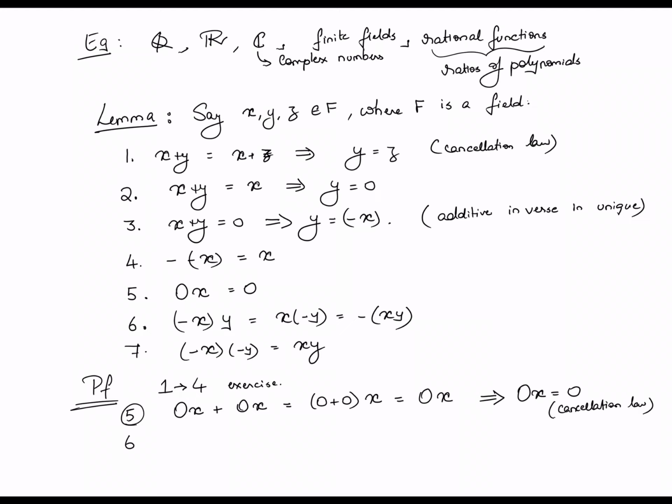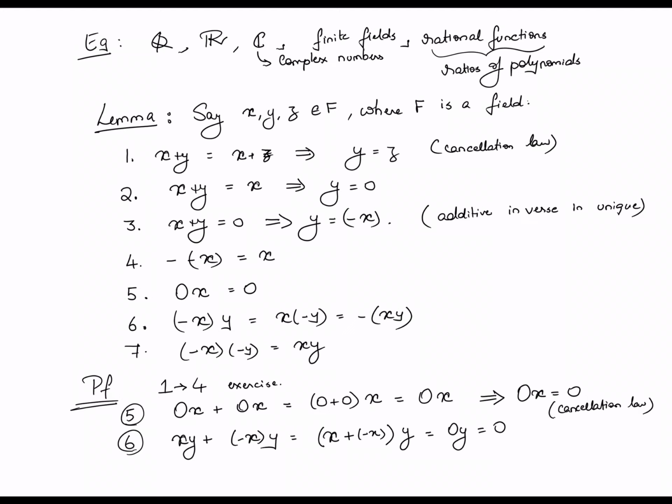Now let's look at number 6. In 6, we are saying that minus x times y is the same as x times minus y, which is of course the same as minus of xy. This is really also a consequence of the distributive law. So what I'm going to do is look at the sum xy plus minus x times y, which by the distributive law is x plus minus x times y, which is 0 times y, which is 0.